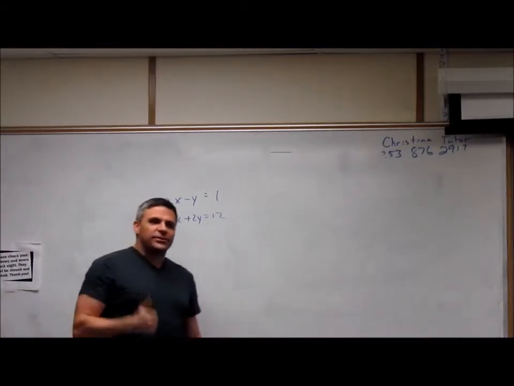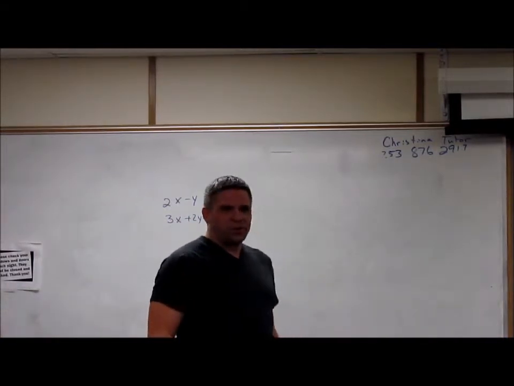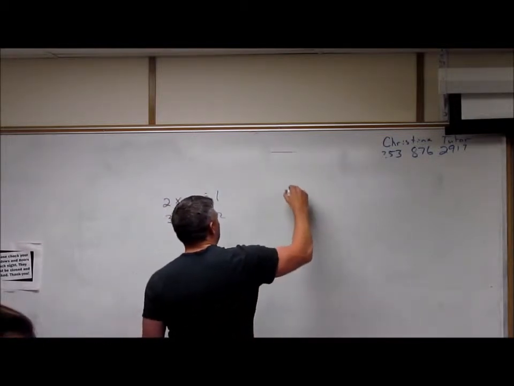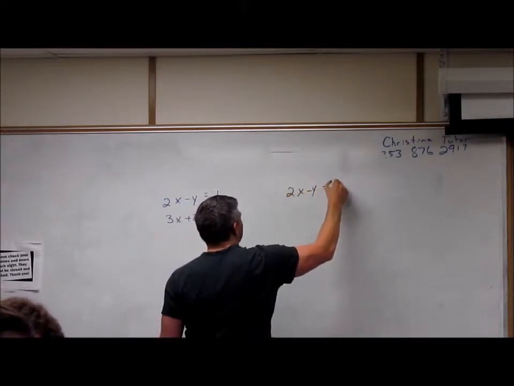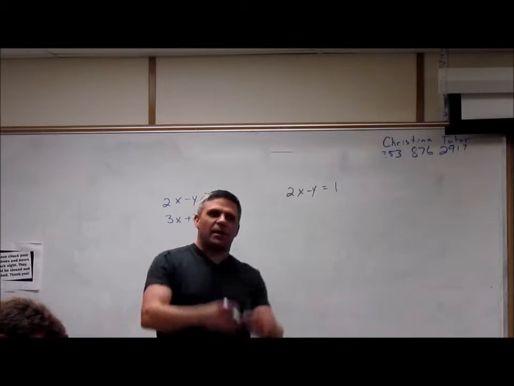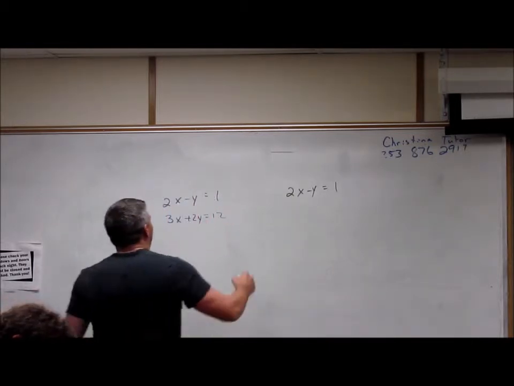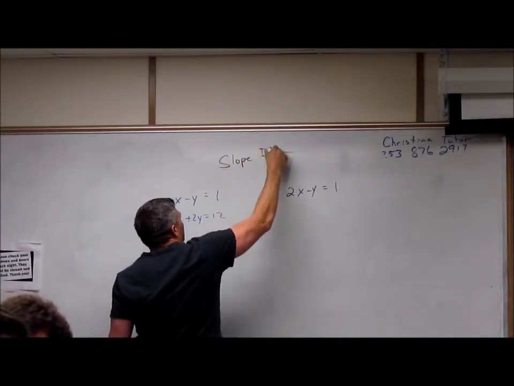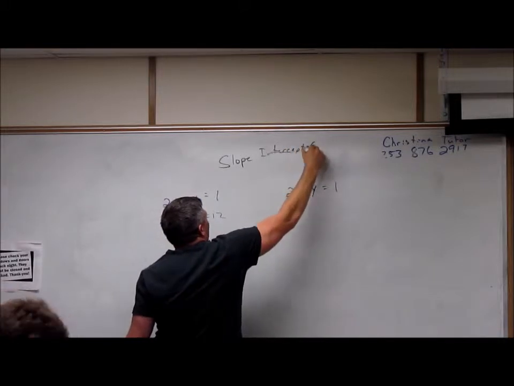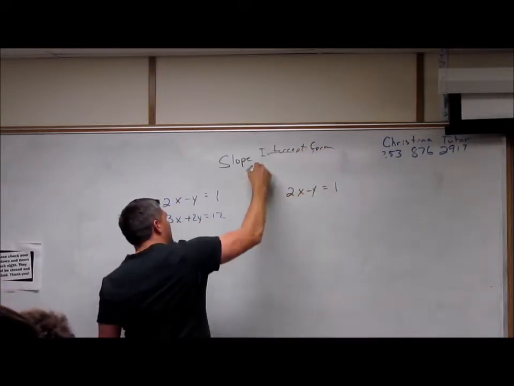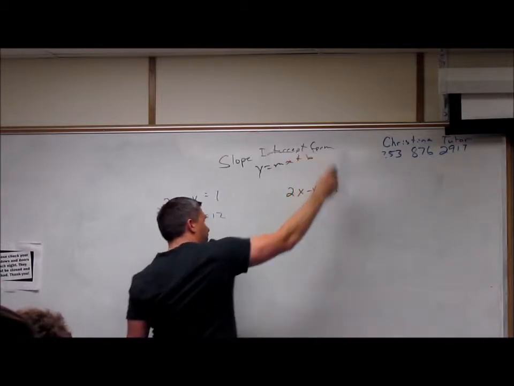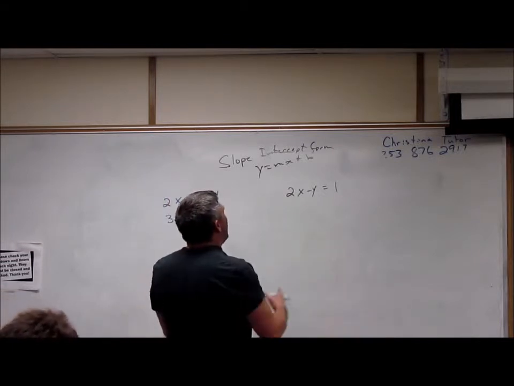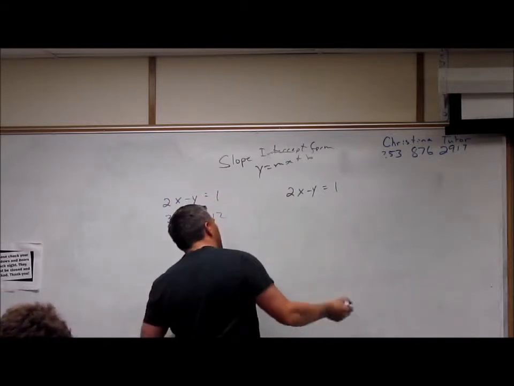They want you to solve in slope-intercept form. Okay? What that means is I need to solve for y. So I'm going to take this 2x minus y equals 1, and I'm going to solve it for slope-intercept form. What that means is y equals mx plus b. That's all that means, okay? So, I need to solve for y. To solve for y, I need to move the x.